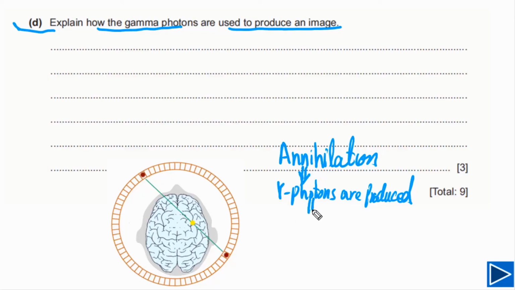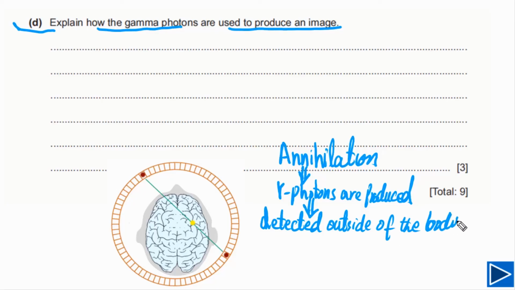And these gamma photons are detected by a detector outside of the body. So we can say gamma photons are detected outside of the body of the patient by detectors. Here this ring consists of detectors, and these gamma photons are detected outside of the body.